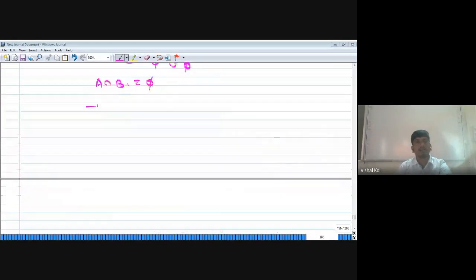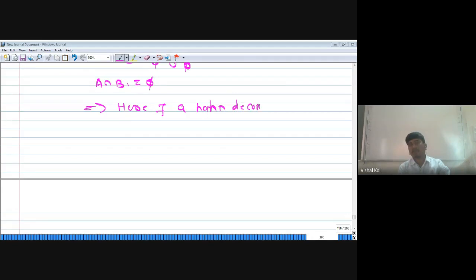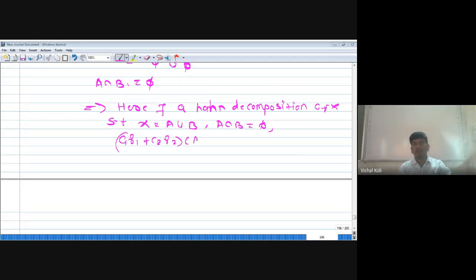Therefore from this we say that here there exists a decomposition of a set X such that capital X equal to A union B, A intersection B equal to empty, C1 gamma 1 plus C2 gamma 2 of A equal to 0 and measure of B equal to 0, which implies C1 gamma 1 plus C2 gamma 2 mutually singular with mu, and here is the required result. Any doubt?